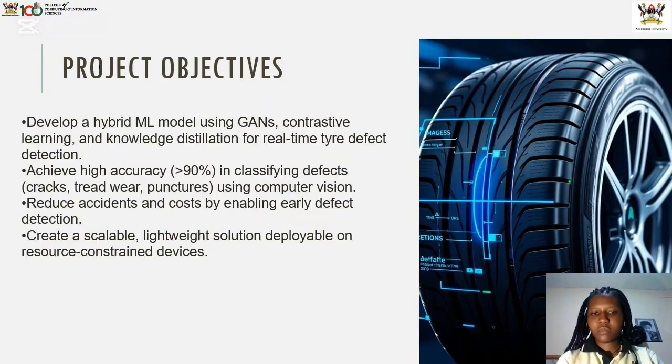Yes. When developing this project, we had a few things in mind. First of all, we want to create a hybrid model that uses a number of machine learning methods, for example, generative adversarial learning, contrastive learning, and knowledge distillation for real-time tire defect detection. Secondly, we wanted this model to have an accuracy above 90 when it comes to classifying defects. Then we want to reduce accidents and costs by enabling early defect detection. This model should be scalable, lightweight, and deployable on constrained devices.